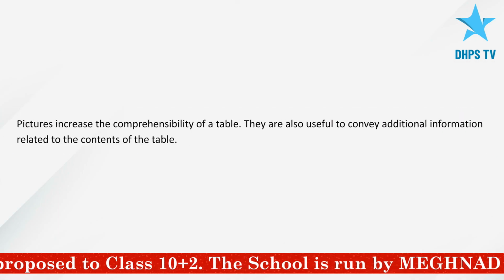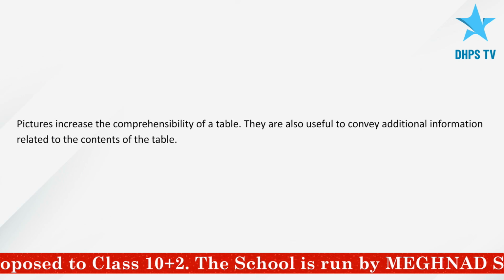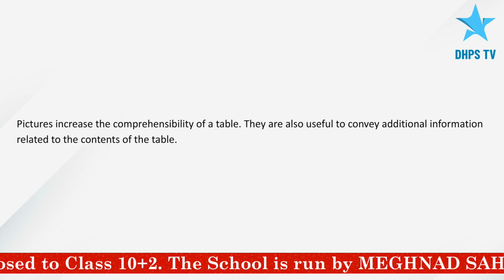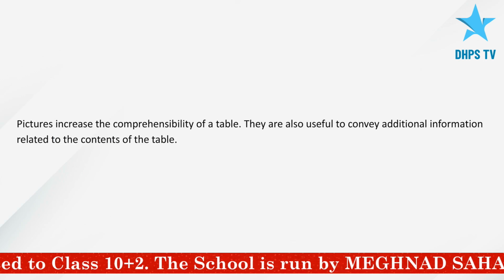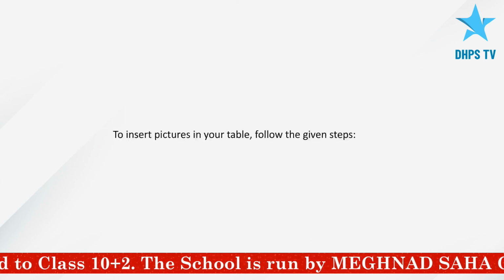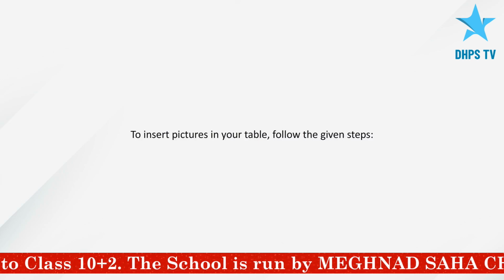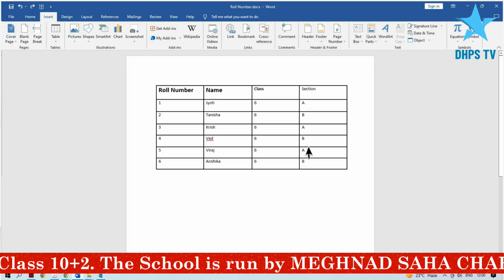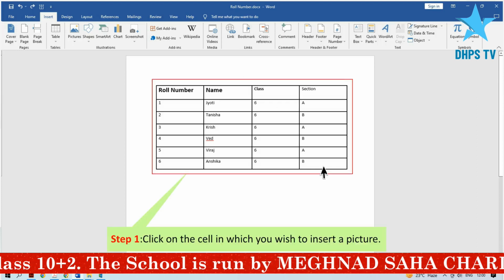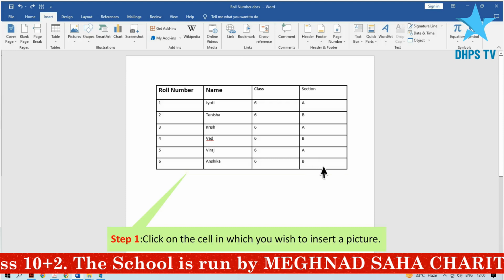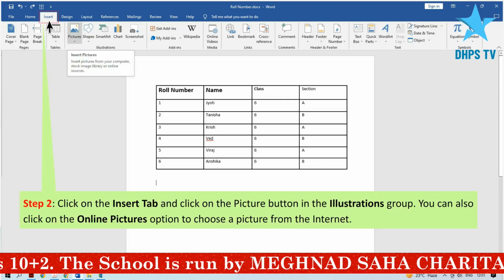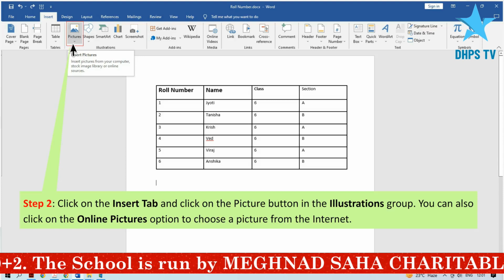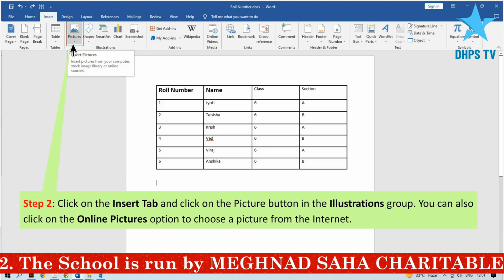Inserting pictures in a table. Pictures increase the comprehensibility of a table. They are also useful to convey additional information related to the contents of the table. To insert pictures in your table, follow the given steps. Step 1. Click on the cell in which you wish to insert a picture. Step 2. Click on the Insert tab and click on the Picture button in the Illustrations group.